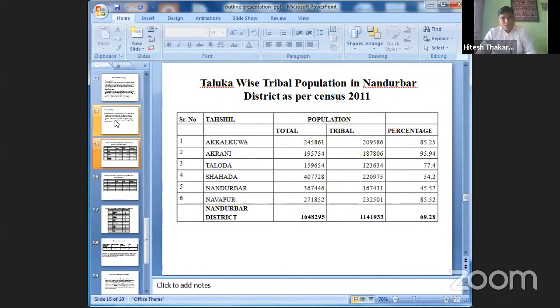In this table, we have presented the percentage of tribal population in this district. In the Nandurbar district, total tribal population is 69.28%. As per the talukas, Akkalkuwa taluka 85.25%, Akrani taluka 95.94%, Taloda taluka 77.4%, Shahda taluka 54.2%, Nandurbar taluka 45.57%, and Nawapur taluka almost 86%. The total population of Nandurbar district is 69.28% tribals.